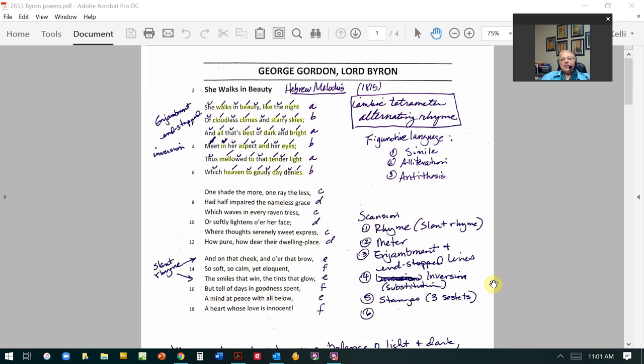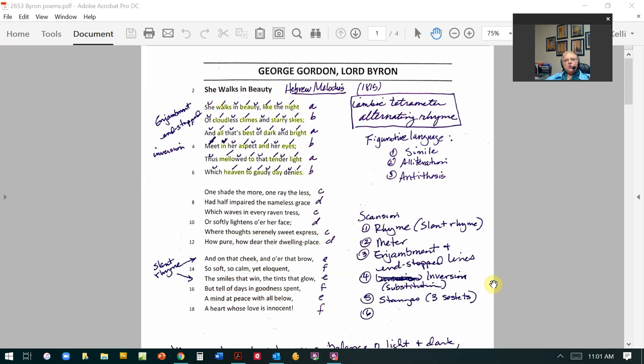We do have simile, alliteration, and antithesis as some of the figurative language here. So a simile is she walks in beauty like the night, right? So we see quite a few similes here. Alliteration is where you have that repetition of sounds. So cloudless climes and starry skies would be examples of alliteration.